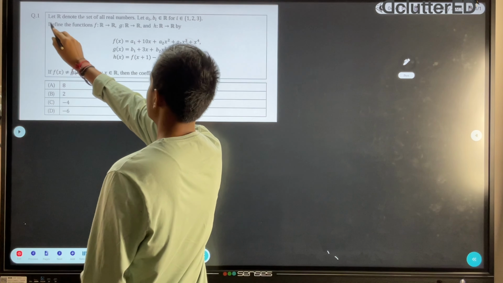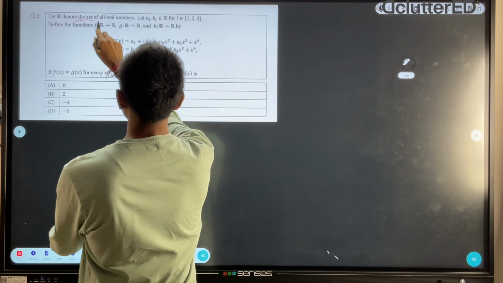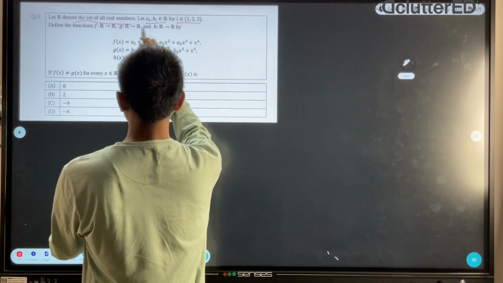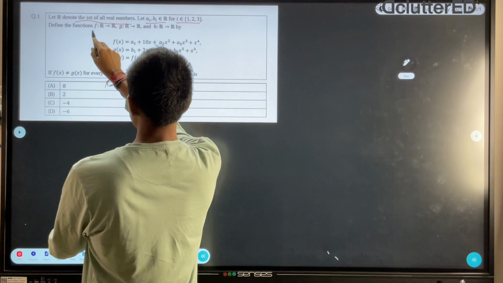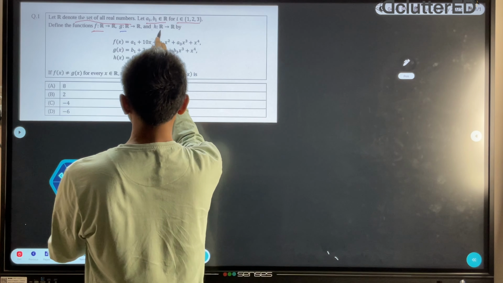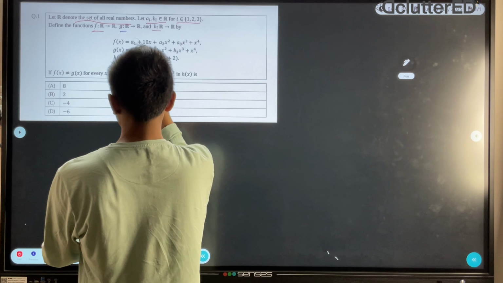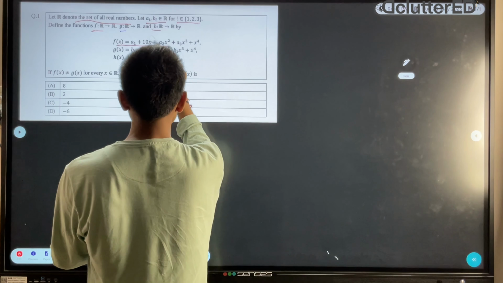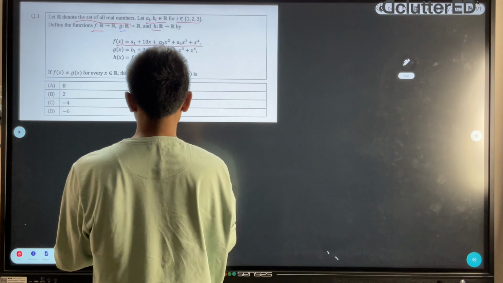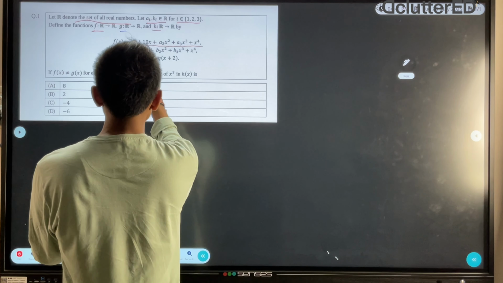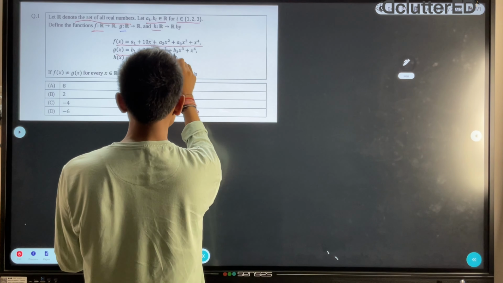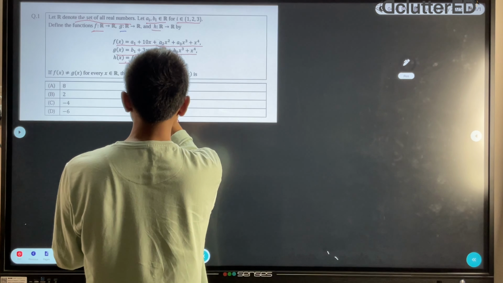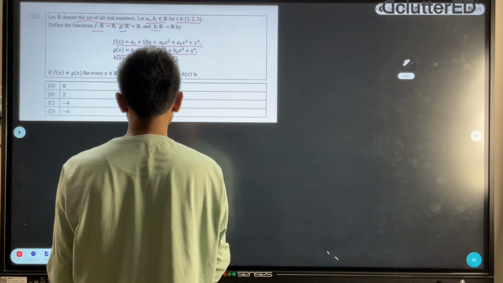So first question is, let R denote the set of all real numbers. Let ai and bi be real numbers for i equal to 1, 2, 3. Then we are defining three functions f, g and h in the following ways. f(x) is a1 plus 10x plus a2 x square plus a3 x cube plus x power 4. g(x) is b1 plus 3x plus b2 x square plus b3 x cube plus x power 4, and h(x) is f(x+1) minus g(x+2).